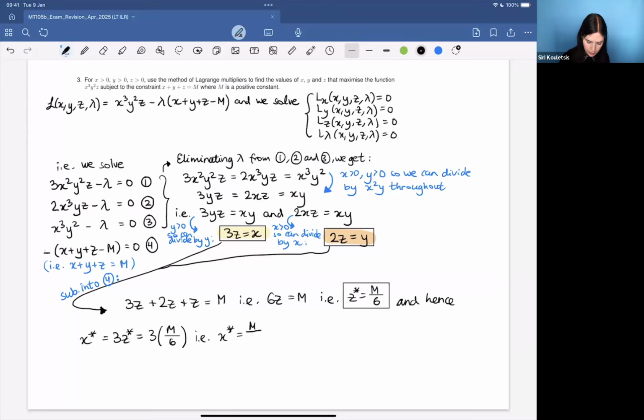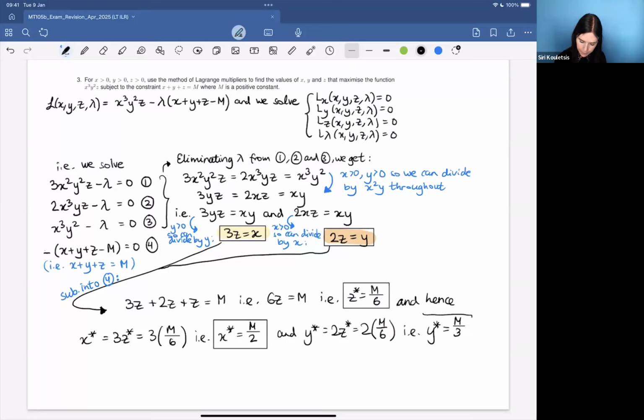So x star is m over 2. And y star is 2z star. So y star is m over 3. And so those are the values of x, y, and z that maximize the given function subject to the constraint that x plus y plus z should equal m.